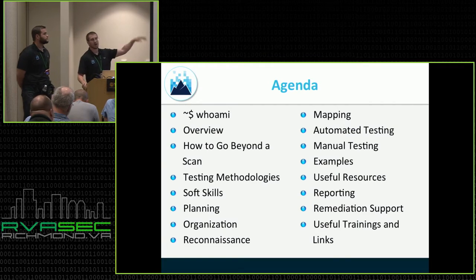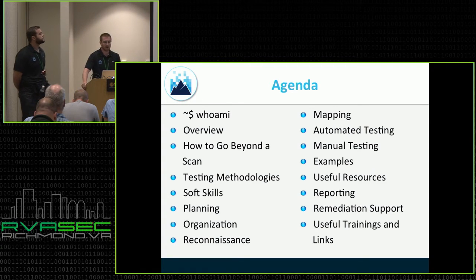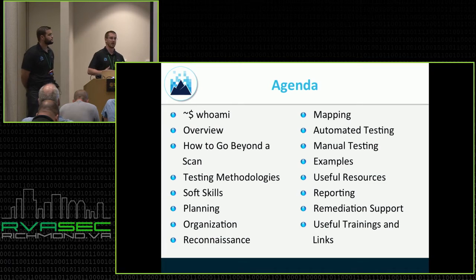Here's a quick agenda. I'm not going to bore you to death and read each bullet, so feel free to read it if you like. But essentially, we're going to go over our methodologies for external assessments. We're going to go into some really good examples and use cases of how we do manual testing and find additional vulnerabilities. And then we're going to give you some useful links and trainings at the end so you can take away some stuff here.